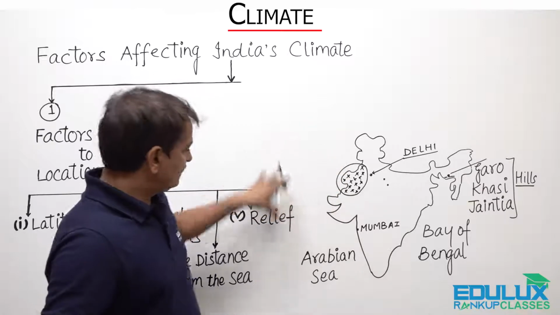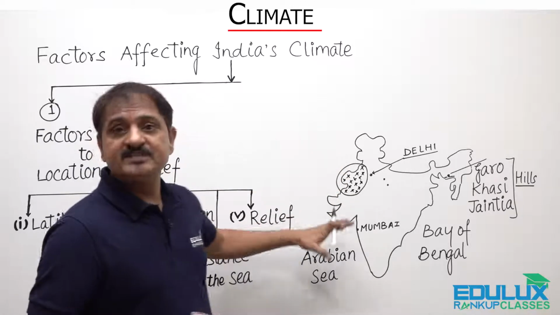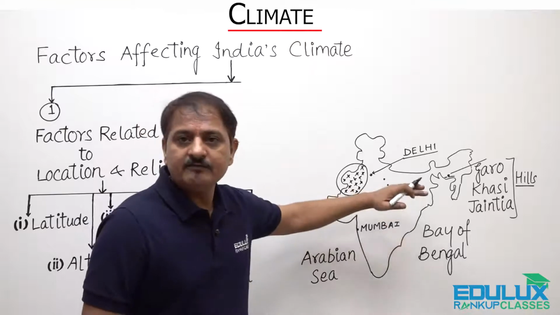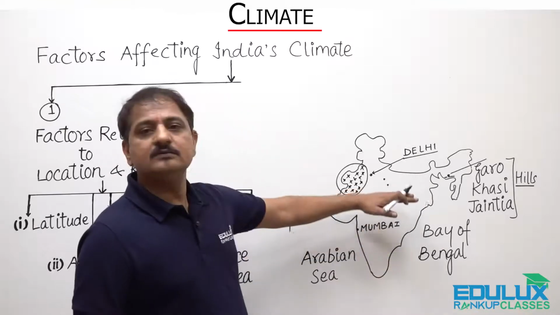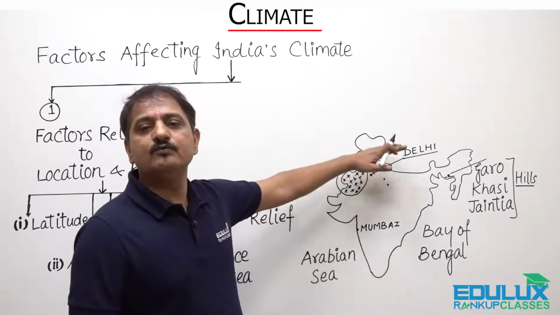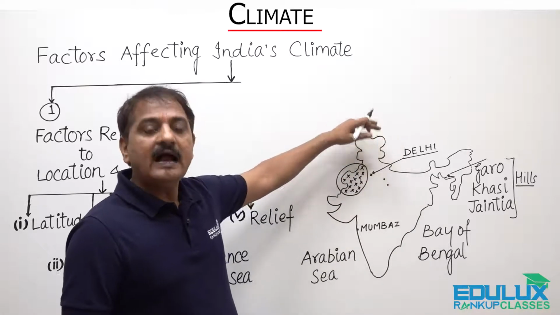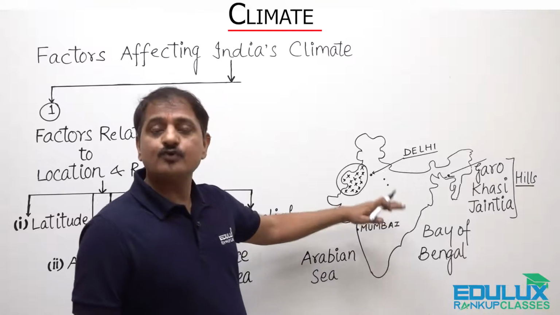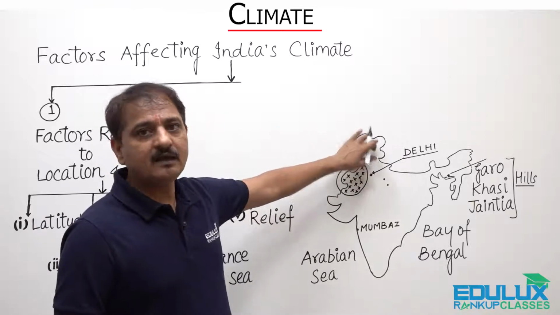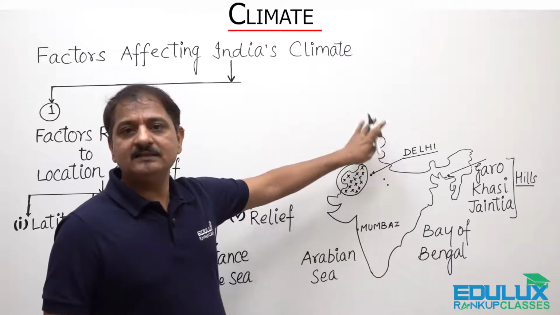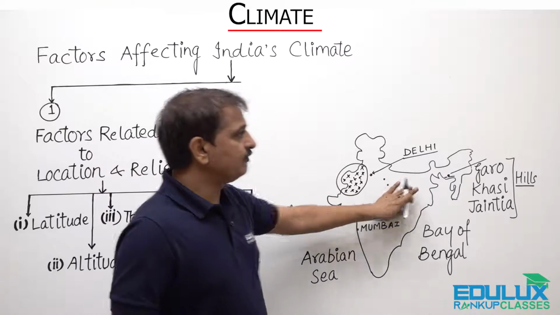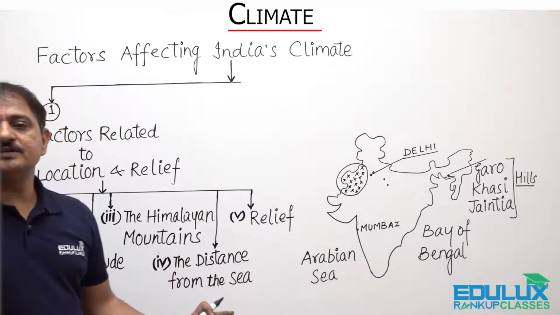Not only this, relief also affects the temperature conditions. For example, the part of India below the Tropic of Cancer has the same temperature conditions, while if we move from south to north, the temperature decreases, right? The reason being that India enjoys tropical and subtropical climatic conditions and also temperate conditions in Leh and Ladakh, the northern Jammu and Kashmir part of India, right? So from this point of view, relief also affects the climatic conditions of India.